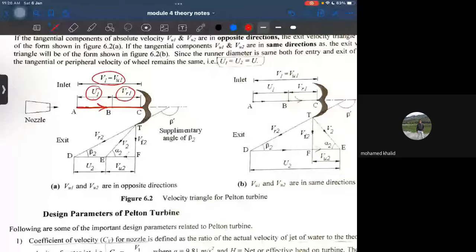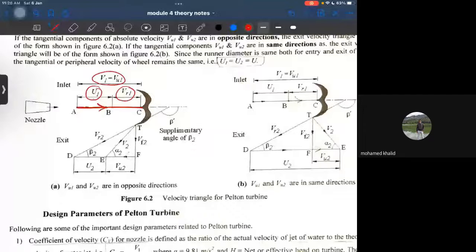So where is the velocity triangle at the inlet? Only the line ABC will act as a velocity triangle at the inlet. Understood this point or not? Yes. Okay. So now, two different aspects are there when it comes to an outlet.